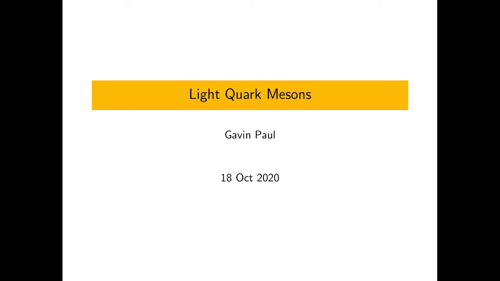Okay, I'm going to be talking about light quark mesons. Mesons are subatomic particles that are made up of both a quark and an antiquark. Light quark mesons are made up of the three lightest quarks. Next slide, please.